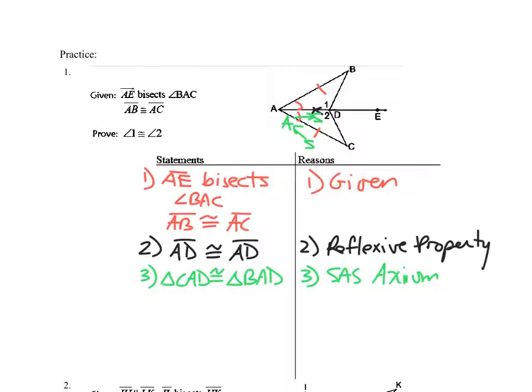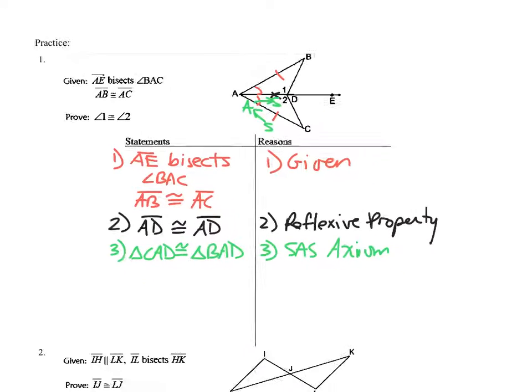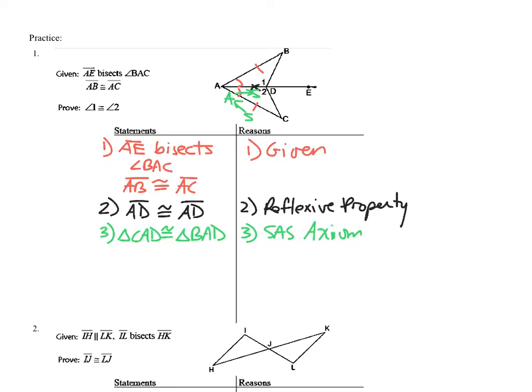All right. So here's another Easter egg for somebody, another bonus point opportunity. This next rule, justifying that angle 1 and angle 2 are congruent, I call that, or it is called CPCTC.